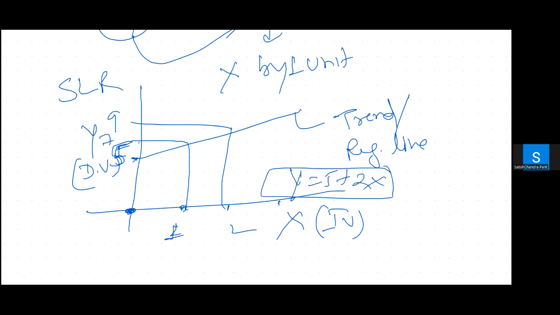If you use this equation and plot this graph, keeping in mind these are the x values and these are the y values, 5, 7 and 9, right? You will see 1 unit change in x will result in 2 units of change in y. So this is the depiction of this regression equation, y equals 5 plus 2x. As and when you increase 1 unit of x, you will get 2 unit change in y, right?